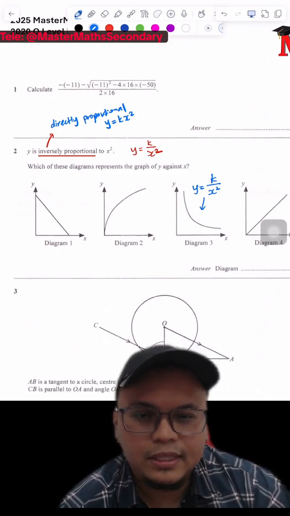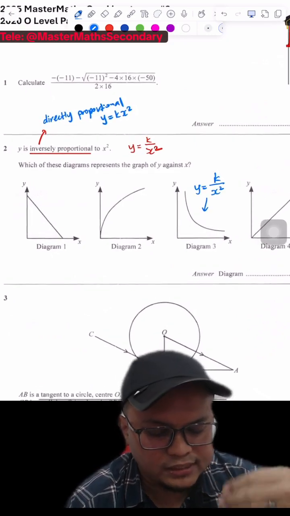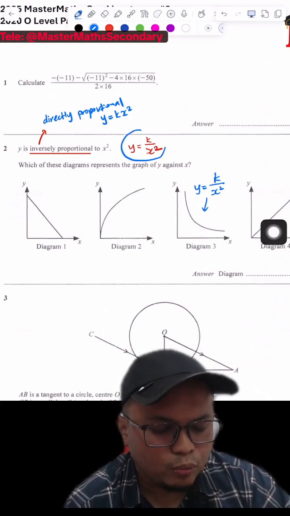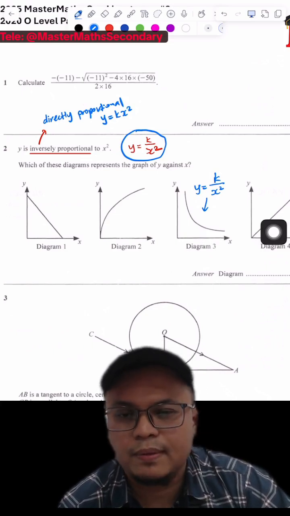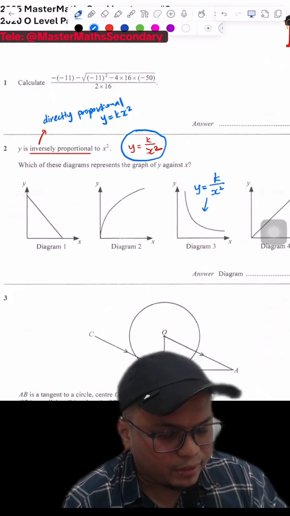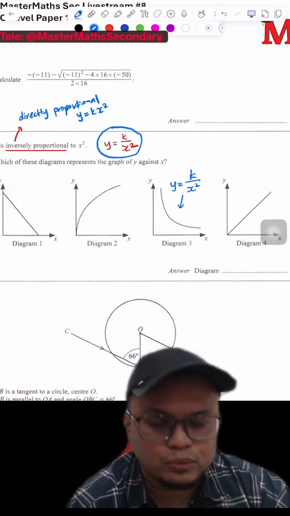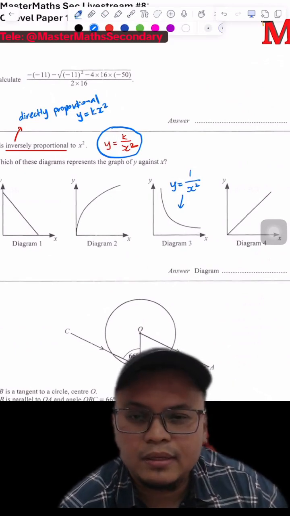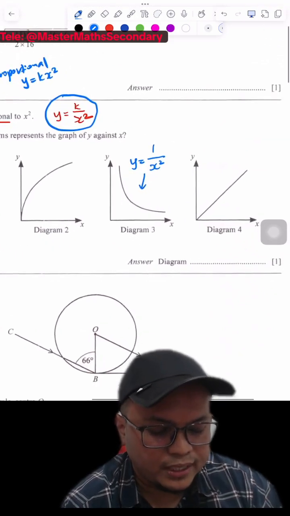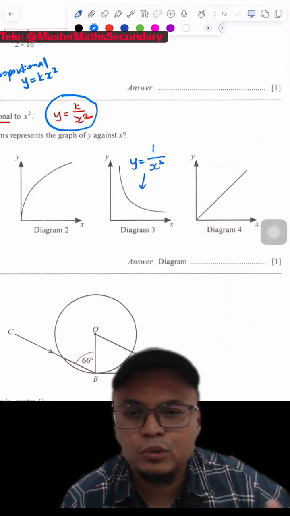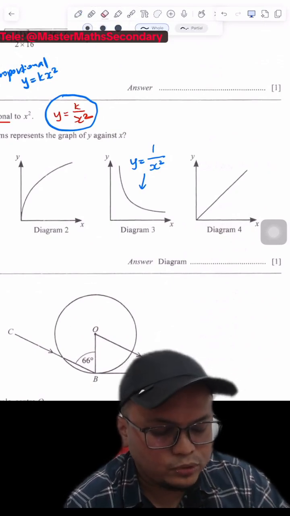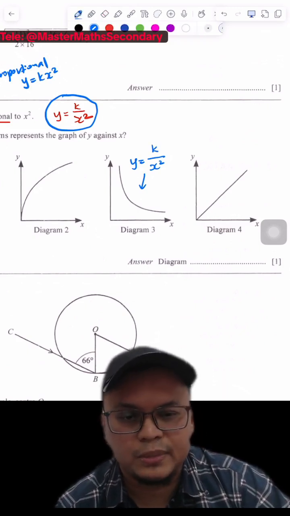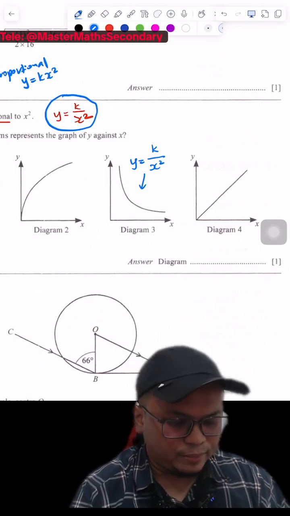Okay, so I repeat myself again. When you have y is inversely proportional to x squared, we start off by writing the equation y equals k over x squared. As you can see from the diagram, the graph of y equals k over x squared is similar to the graph of y equals 1 over x squared. This is something you guys have learned in Sec 3. The y equals 1 over x squared graph looks like that, diagram 3. So y equals k over x squared, with a constant at the top, would also look very similar. So the answer is diagram 3.